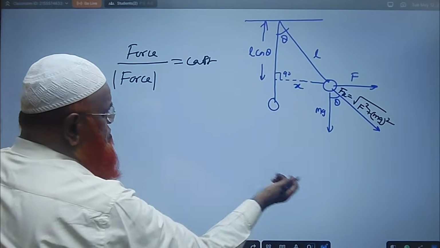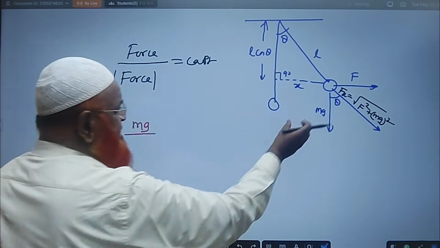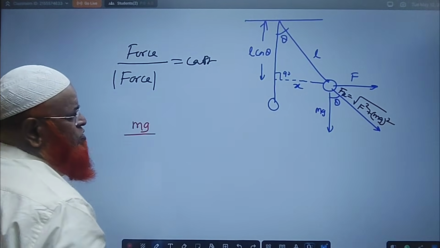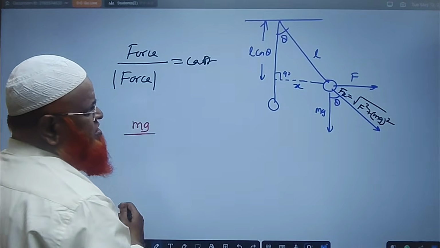What is the force acting downwards? mg. And what is the magnitude acting in this direction? Can you tell me what is the magnitude? What magnitude acts in this direction?